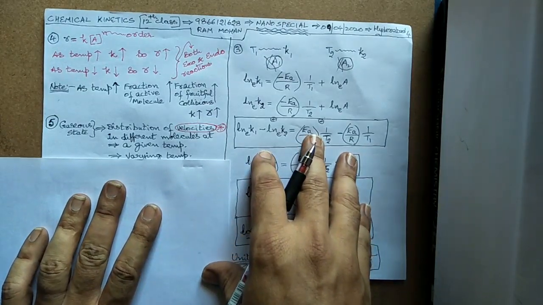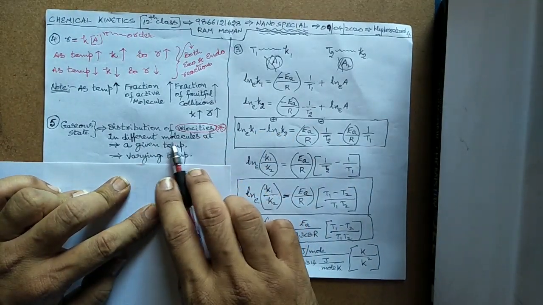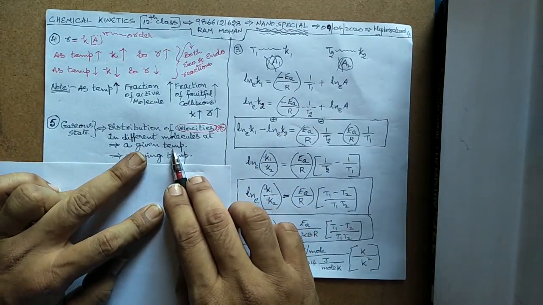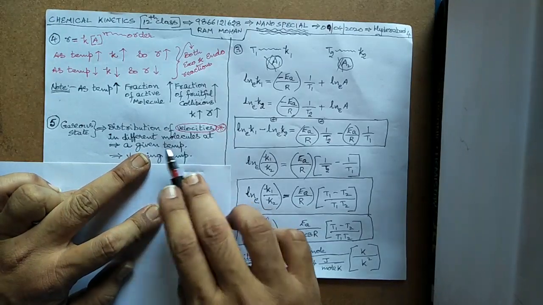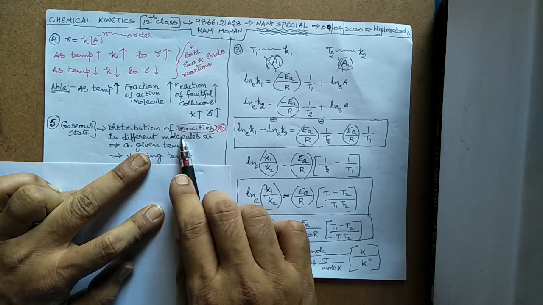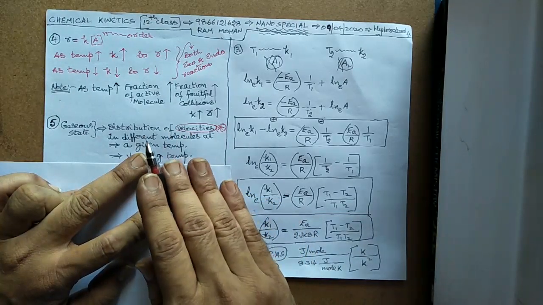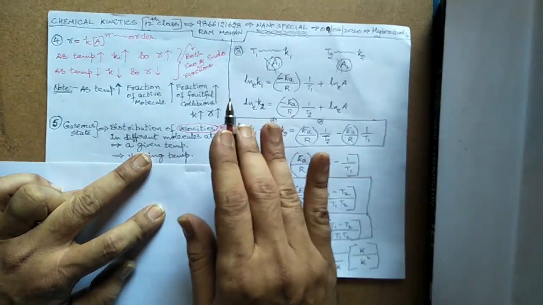In gaseous state, we have one graph, distribution of velocities in different molecules at a given temperature. First, let's talk about at a given temperature. At a given temperature, in a container, you'll have different molecules. Those all molecules will have different velocities. Those velocities will range from a minimum value to a maximum value.